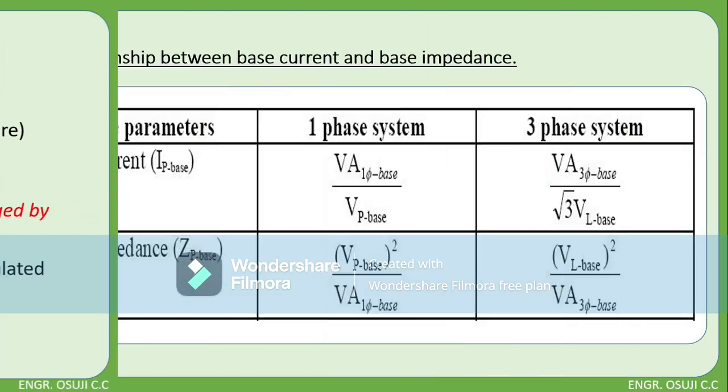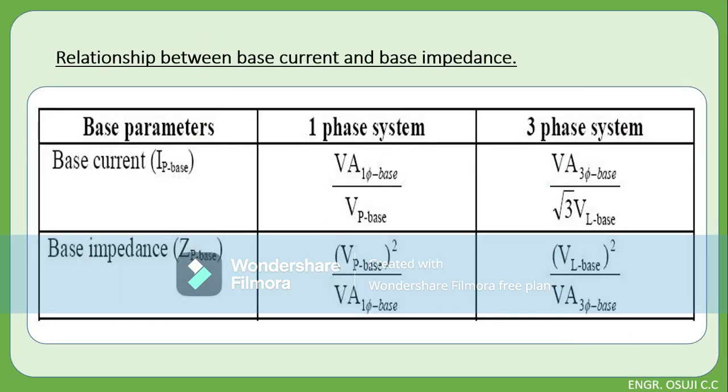Now let's look at that. Using this table, if we want to find our base current, we already know our base power. This is our base power all over what? The base voltage. This will give you the base current. Now what about a three-phase system? That was for a single phase system. For a three-phase system, this is the three-phase power all over what? V line to line base multiplied by root 3. You can get the base current, I phase.